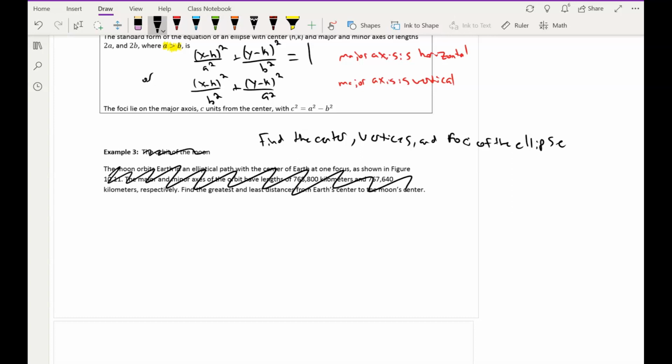And then we have this equation: 4x squared plus y squared minus 8x plus 4y minus 8 equals 0.